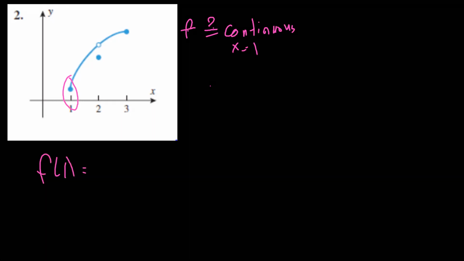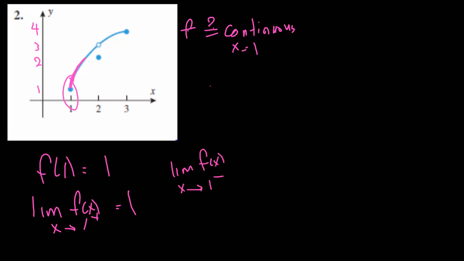So now let's see if f is continuous at x equal 1. Look at f of 1. What is the value of f of 1? The value of f of 1 is equal to 1, as you see from here. I'm talking about the value of the function, the closed, colored circle. Then, limit f of x when x approaches 1 from the right. Look at 1 from the right here. It is 1 also. And limit f of x when x approaches 1 from the left is what? Is it also 1?